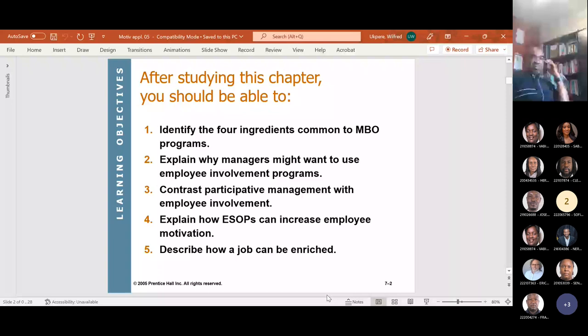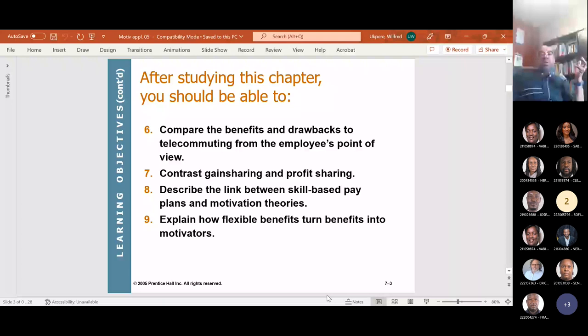So, motivation from concept or from theory to application. How we apply it from theory to application.